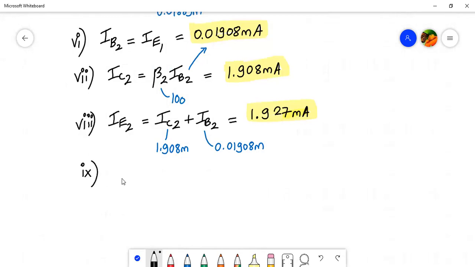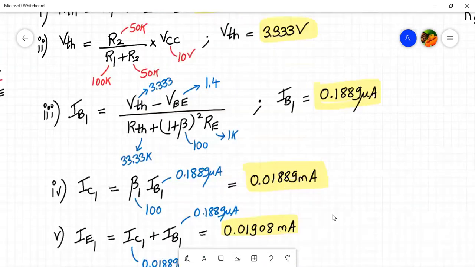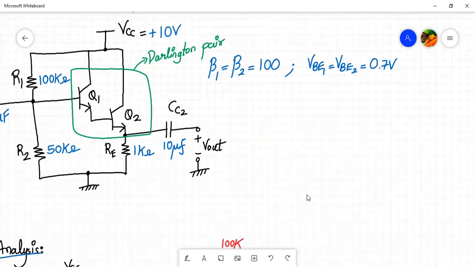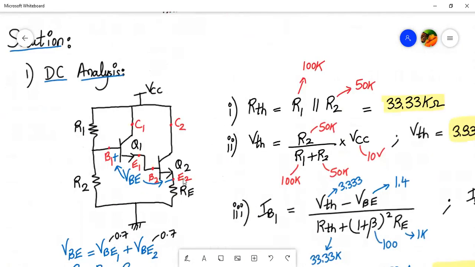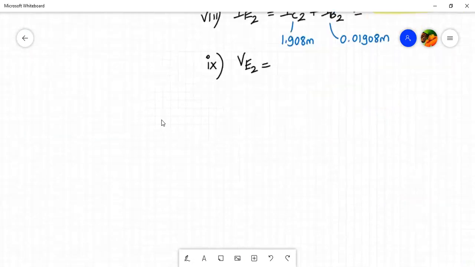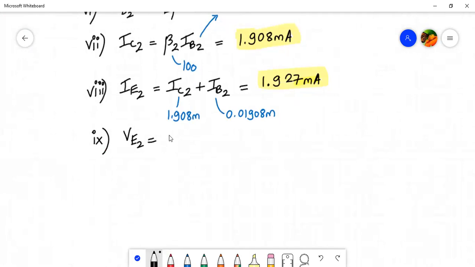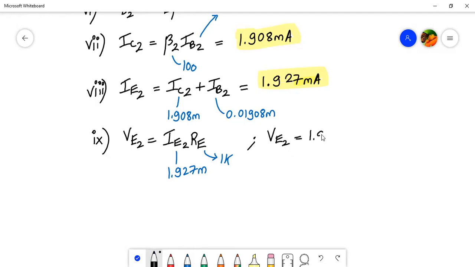Now, next, we can calculate the value of VE2. Let me go back over here to the circuit. What will be the value of VE2? Your VE2 value will be IE2 into RE, right? So let's calculate the value of VE2. VE2 will be IE2 into RE. What is the value of IE2? We just now calculated 1.927 milli and the value of RE is 1K. So your value of VE2 will be equal to 1.927 volt. Okay, so that's the value of VE2 voltage which you get.